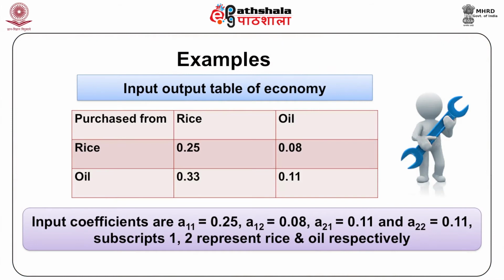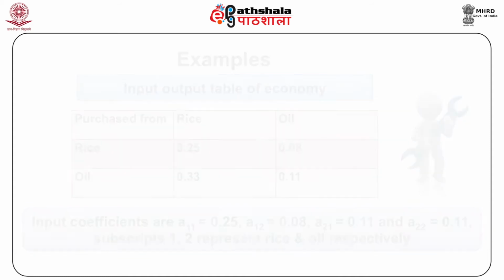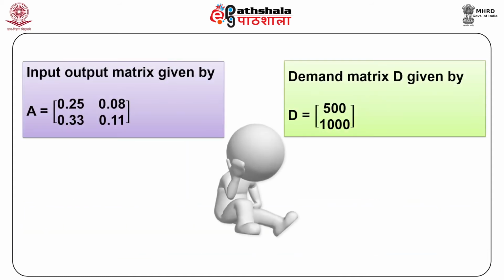Then the input-output table of the economy is given in table form. Also, the input coefficients are A11 equal to 0.25, A12 equal to 0.08, A21 equal to 0.33, and A22 equal to 0.11, where subscripts 1 and 2 represent rice and oil respectively. So the input-output matrix is given by A equal to [0.25, 0.08; 0.33, 0.11]. Also, the demand matrix D is given by D equal to [500; 1000].